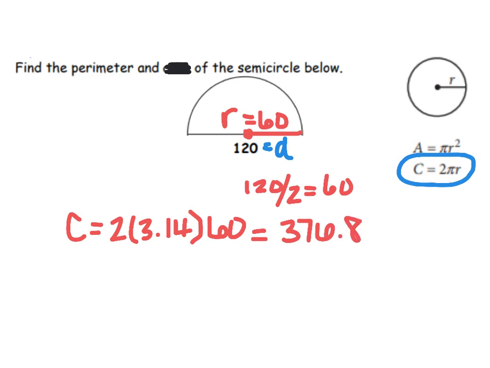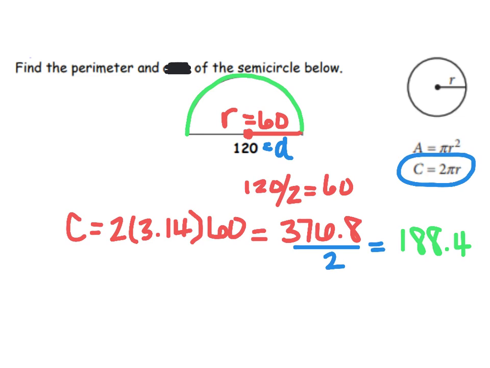So 2 times 3.14 times 60 is 376.8. That would be the circumference of the entire circle. I only have half of the circle. So for only half of the circle, if I cut it in half, divide by 2, that will give me this piece here, how far it is to go around that piece, which is 188.4.